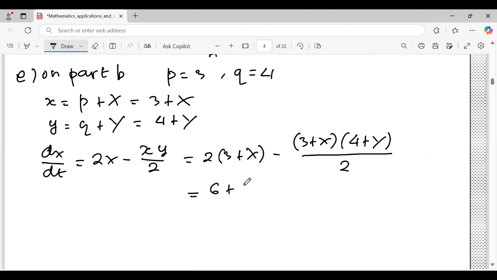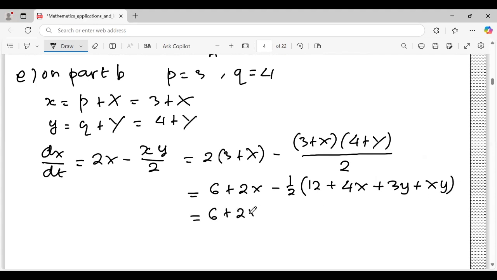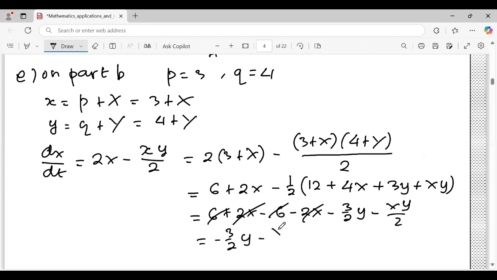And if you calculate, this is 6 plus 2x minus 1/2 of (12 plus 4x plus 3y plus xy), which gives 6 plus 2x minus 6 minus 2x minus 3/2 y minus xy/2, so the constants and x terms cancel to 0. So dx/dt equals minus 3/2 y minus xy/2.